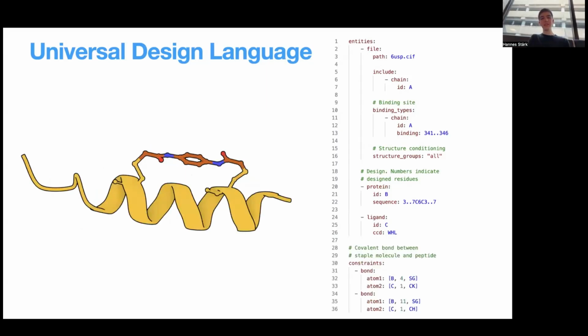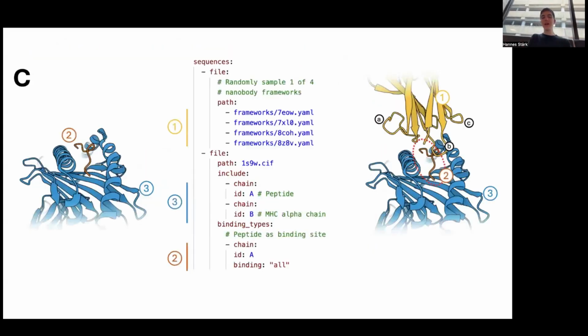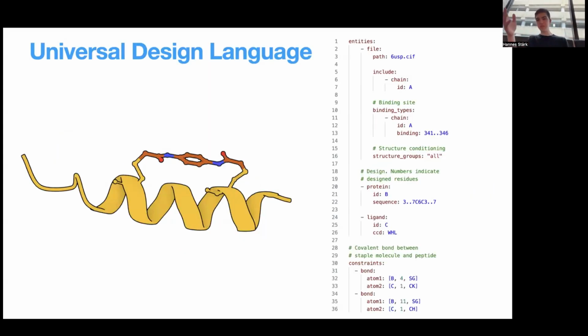And then we say we want to have a covalent bond between chain B, our peptide, and chain C, our small molecule, between the right atoms. And this is then our finished design specification file. This is what we then put into this whole pipeline. It generates the 60,000 designs, ranks them, and so on and so forth, and we get out the final designs.